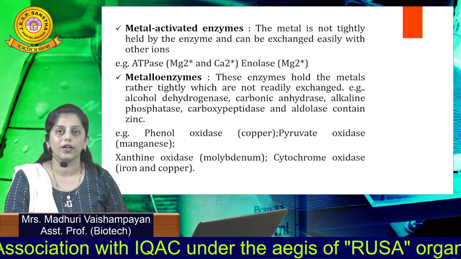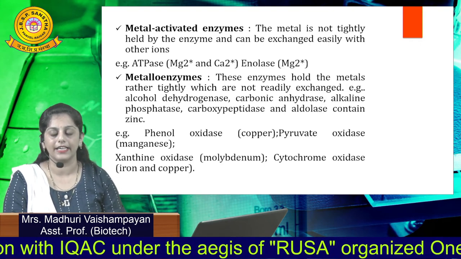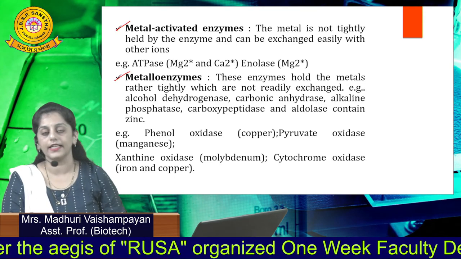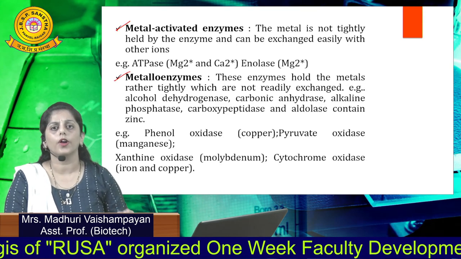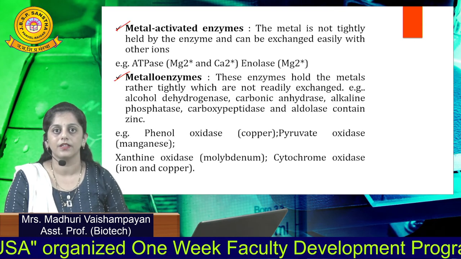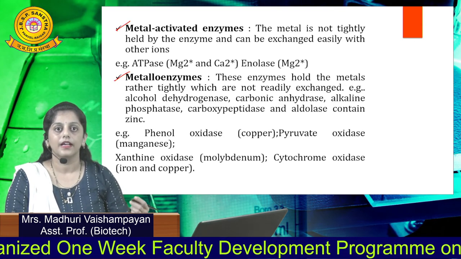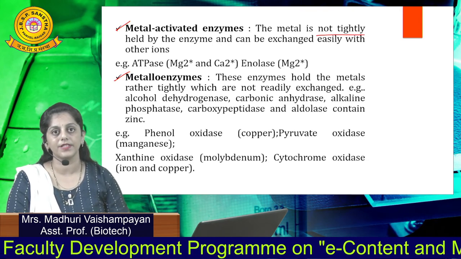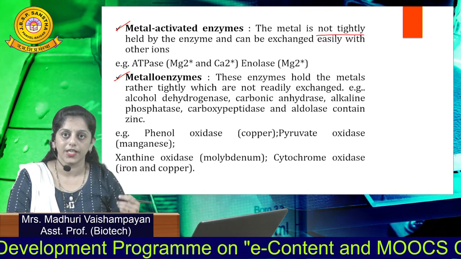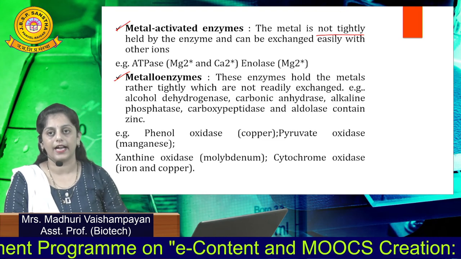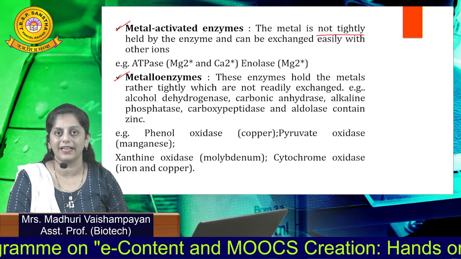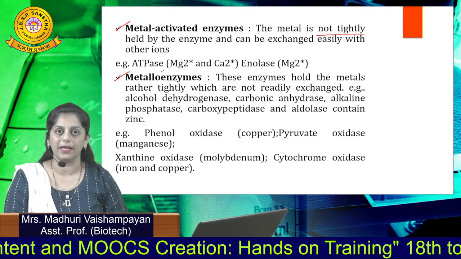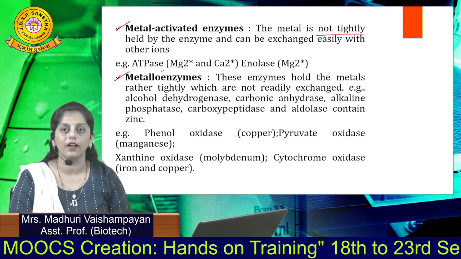There are two important classes of activators. First one is metal activated enzymes, and second one is metallozymes. What do you mean by metal activated enzymes? In these, the metals are not tightly held by the enzymes and can be exchanged easily with other ions. The best examples for metal activated enzymes are ATPases and enolases.